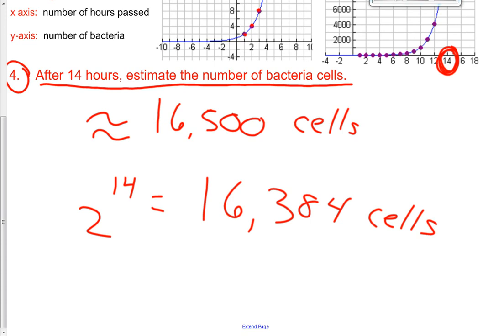Exponential growth and exponential decay are very interesting because they change at a very alarming rate. So it's stuff that definitely impacts our society.